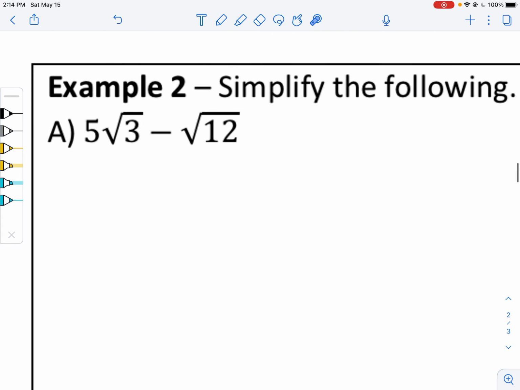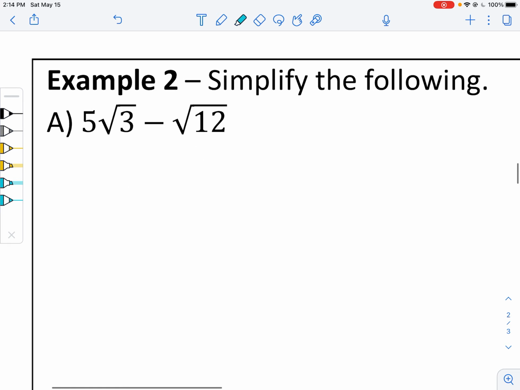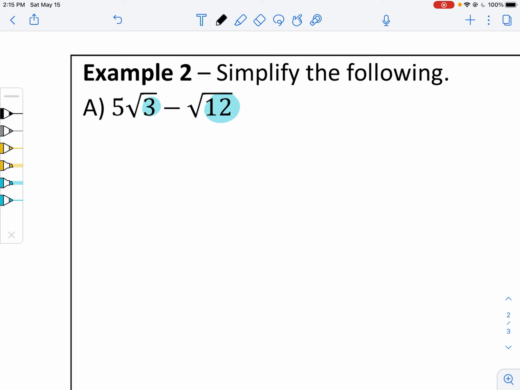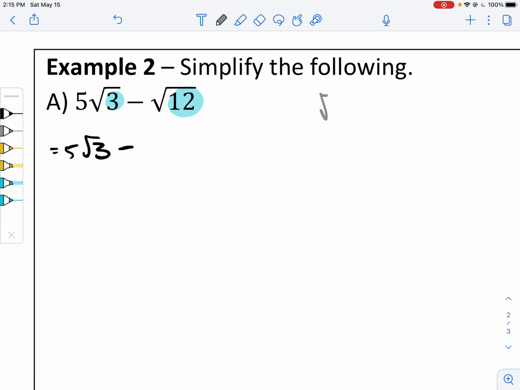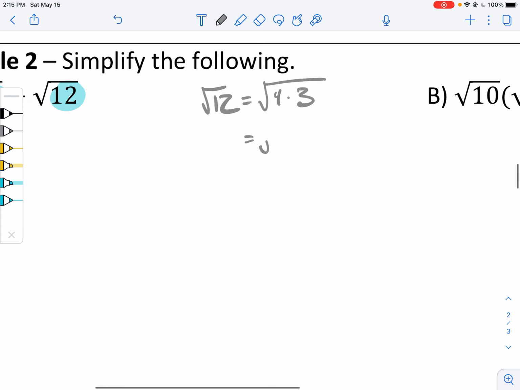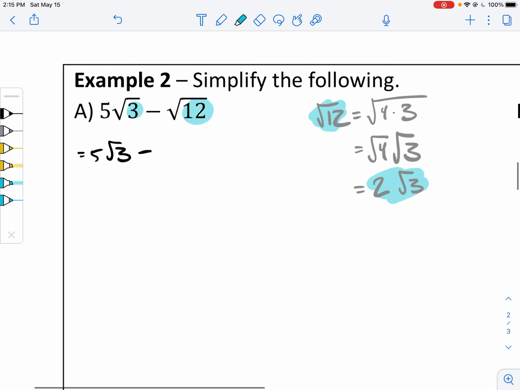First, we want to get like radicals. Here, these are not like radicals. Rad 3 and rad 12, they have different radicands because 3 is not equal to 12. But we can make it a rad 3, and here's how. So let's focus on just rad 12 for a little bit. Remember that rad 12 is the same thing as the square root of 4 times 3, because 12 is 4 times 3. Well, that's the same thing as rad 4 times rad 3. And the square root of 4 is 2. So that tells us that the square root of 12 is 2 rad 3. So I'm going to replace that right there.